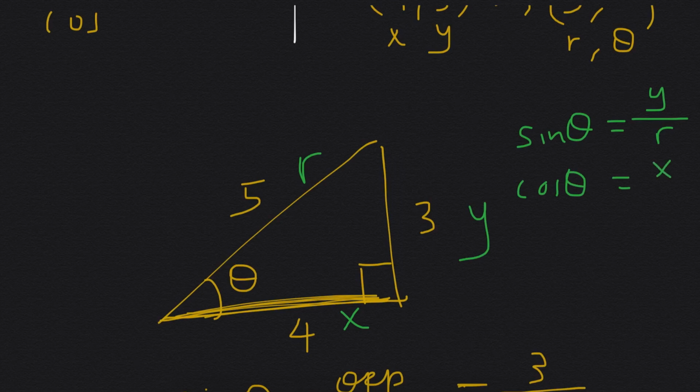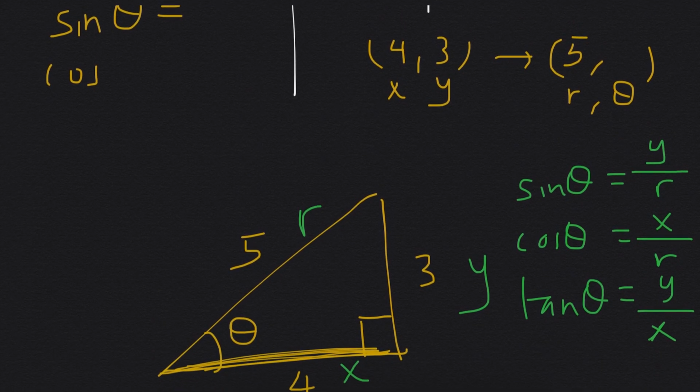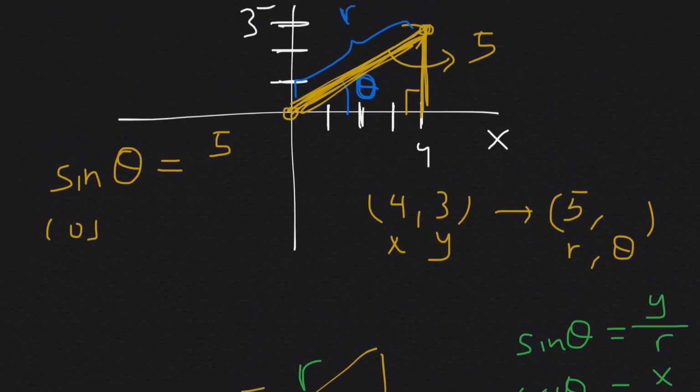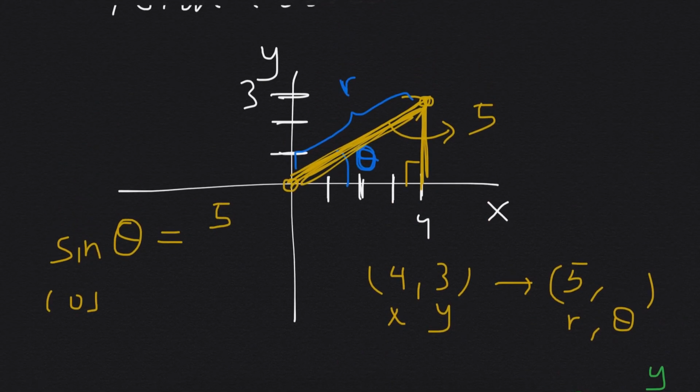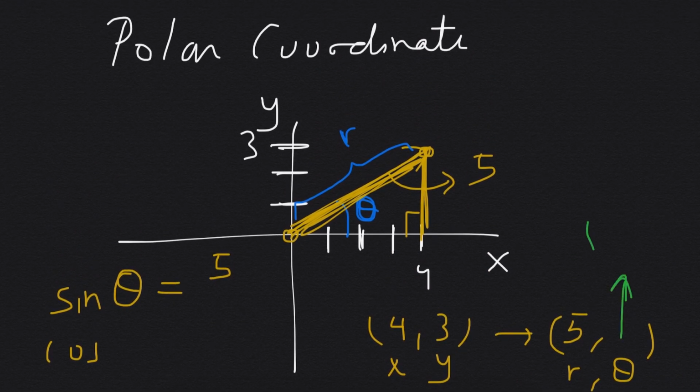Cosine is adjacent by hypotenuse. That's x over r. It's still not good enough. What about tan? Tangent is opposite by the adjacent. This is our winner. Theta is given in terms of y and x. So this is going to be our formula for theta. In this case, it's 3 over 4. So tan inverse of 3 over 4. You have to use a calculator or something. Tan inverse of 3 over 4 is theta. And that's how you convert from Cartesian to polar coordinates.